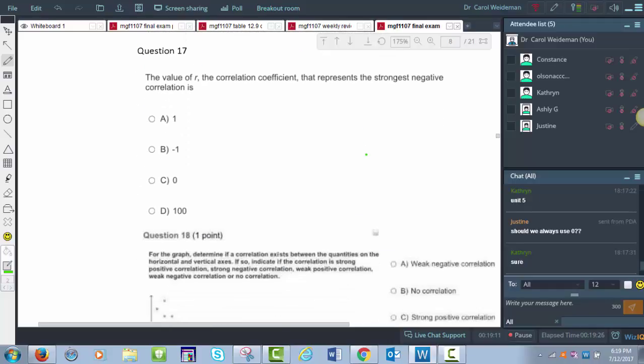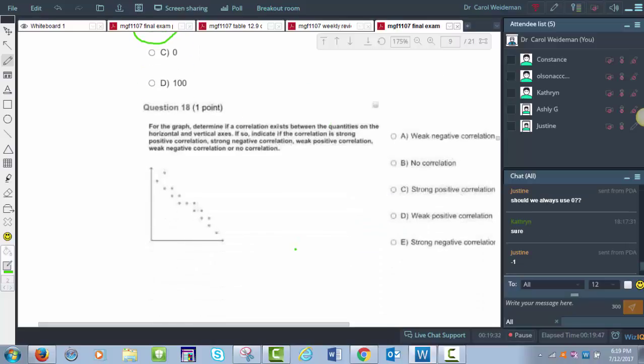Okay, now this is 12.6 on correlation, and here's a definition question. The value R, the correlation coefficient that represents the strongest negative correlation, is what? So which of those 4 answers there is the strongest negative correlation? Anybody want to try that one? Strongest negative. Yeah, -1. Yep.